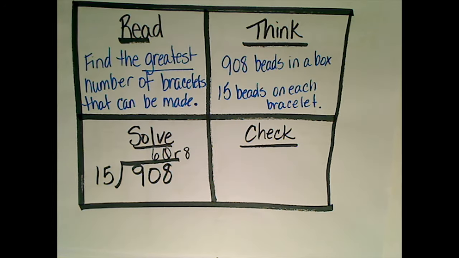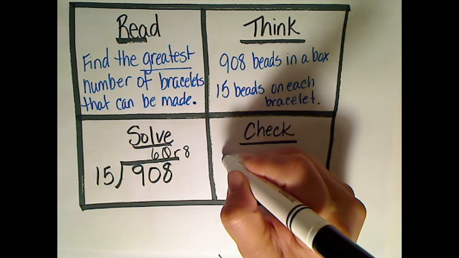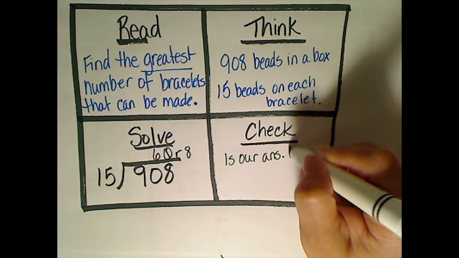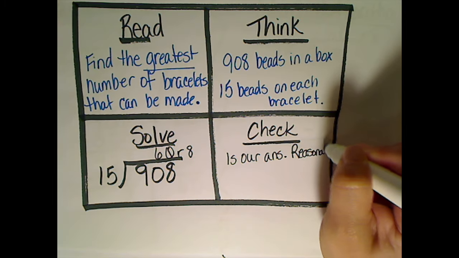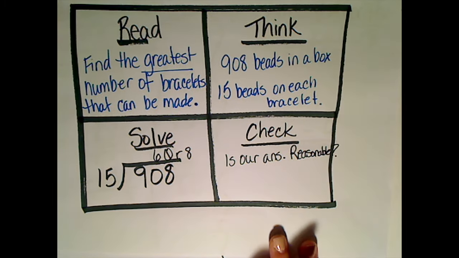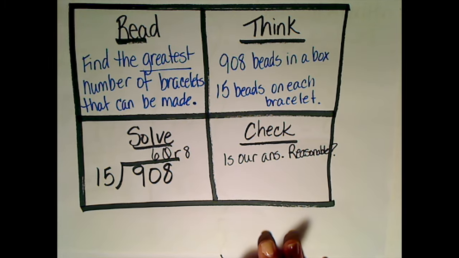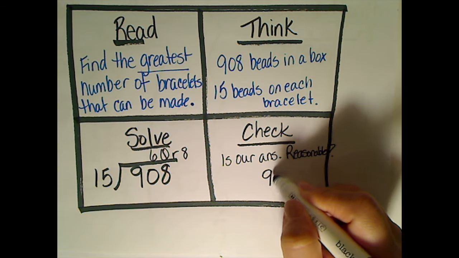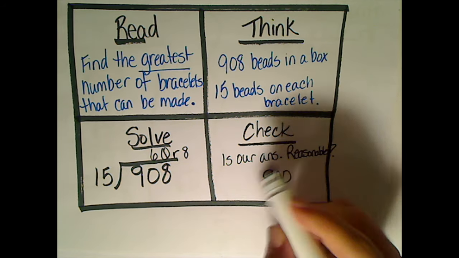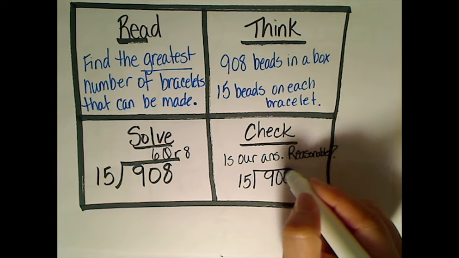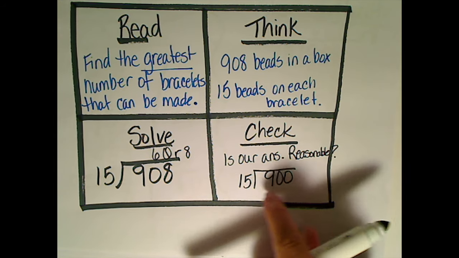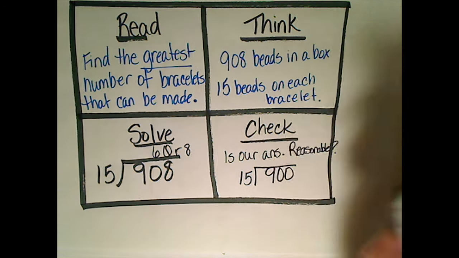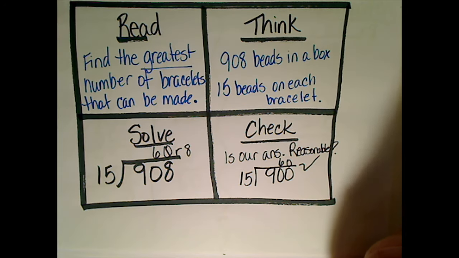Good job. And how do we check? We're going to ask ourselves, is our answer reasonable? And the way we can figure that out is round 908 to the nearest hundreds. That's 900. And easy peasy, 15. How many times can 15 go into 900? And that answer is 60. And we did get that.